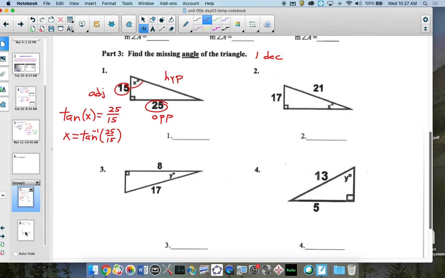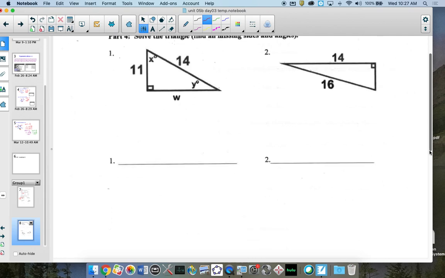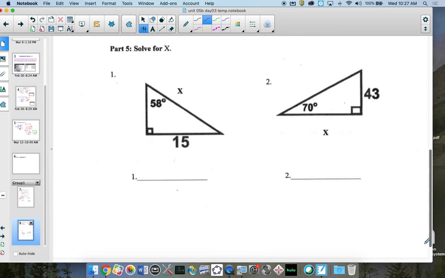On the back side of the worksheet, we have some problems. Part 4 says solve the triangle. I'm going to come back to that in a second. Part 5 says solve for x. This is like the first few examples I did in the notes. So you label your triangle, mark your angle, decide what sides you're using. In this case, it's the hypotenuse and opposite. You write down your trig function, is that sine or cosine or tangent, and then you solve for x.